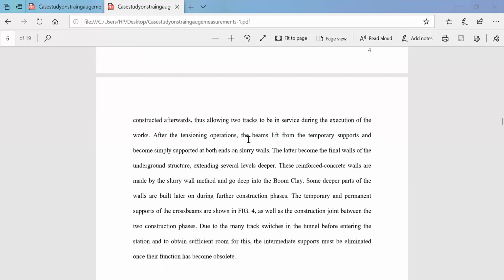After the tensioning operations, the beam is released from the temporary support and becomes a simply supported beam-like structure at both ends on the slurry walls. Every beam will have 2 walls where it is supported. So after these tensioning operations, the beams are lifted from the temporary support and become simply supported, with both ends across the slurry walls. Later, the latter become the final walls of the underground structure, extending several levels deeper.